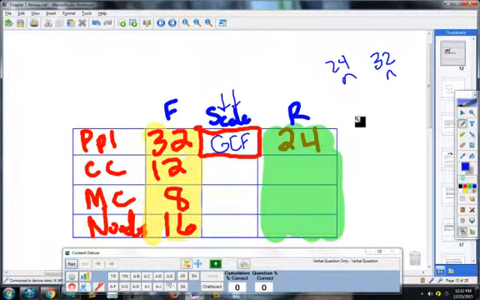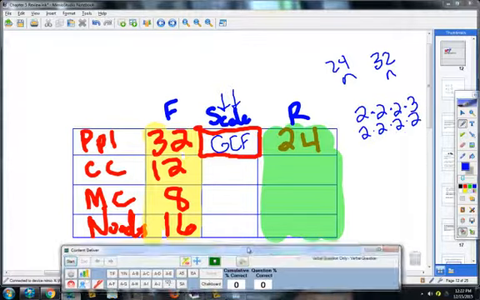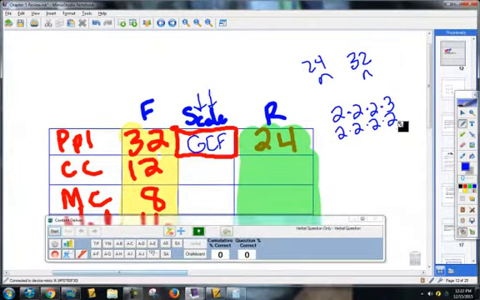But if you have to do it this way, it would look like this. 2 times 2 times 3, that's 24. 2 times 2 times 2 times 2, that's going to give me, or I need one more 2 there. That's going to give me that, so then I know, okay, my GCF must be what?